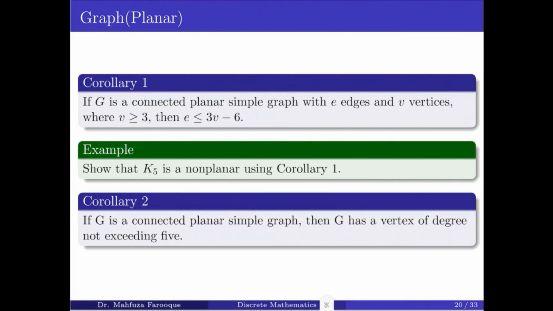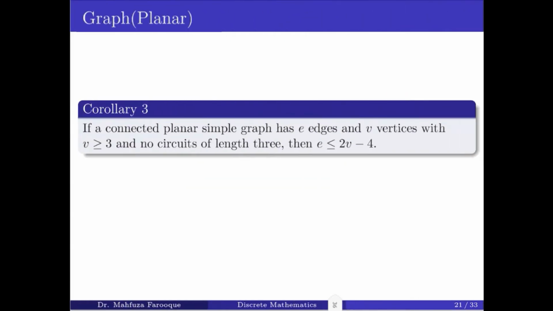Okay, now there is another corollary. It states that if G is a connected planar simple graph, then G has a vertex of degree not exceeding 5. So you can also use that one, and you will see that based on this corollary 2, we can find out whether a graph is planar or not.